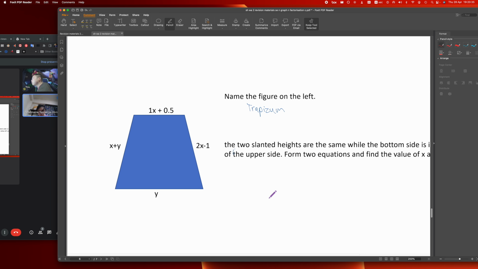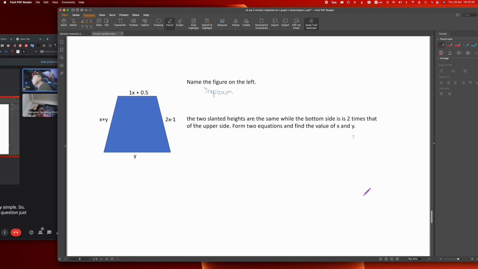This one is very simple. So this question and the question just now, like the triangle or the square, is the same. What it says is that the two slanted heights are the same. So this one and this one are the same. So what you do? x plus y is equal to 2x minus 1. That's your equation 1.